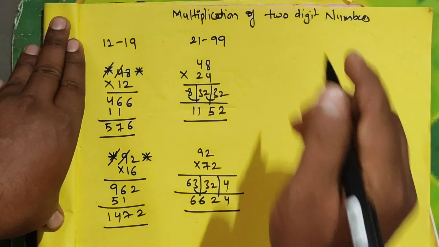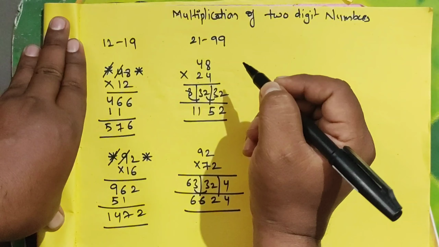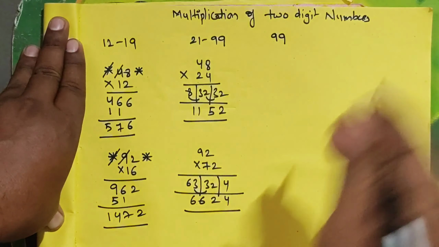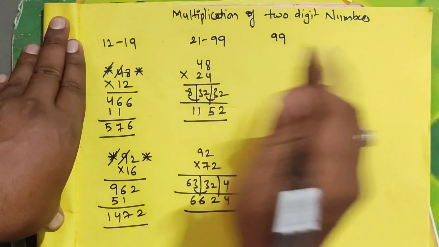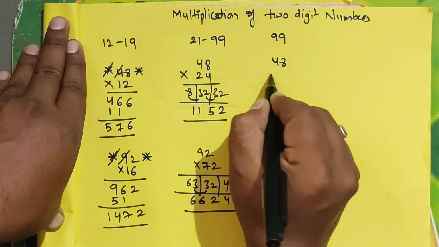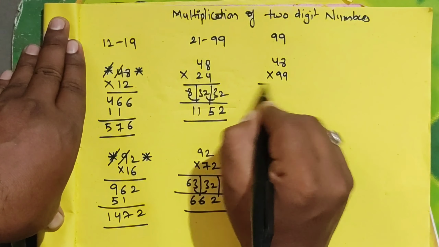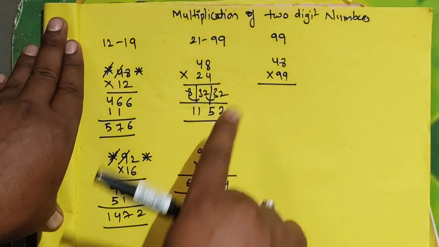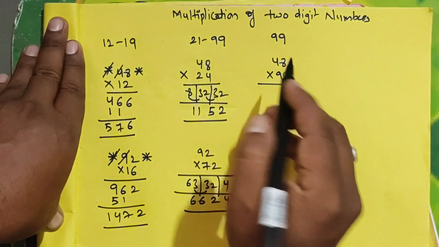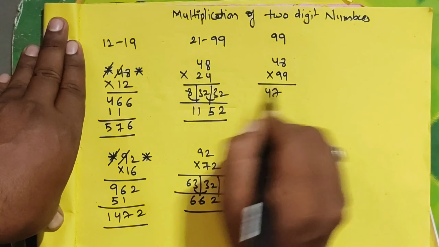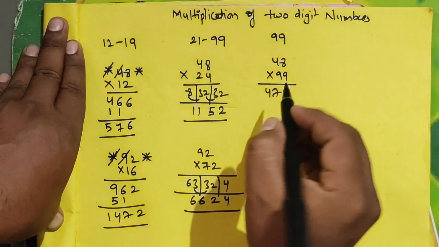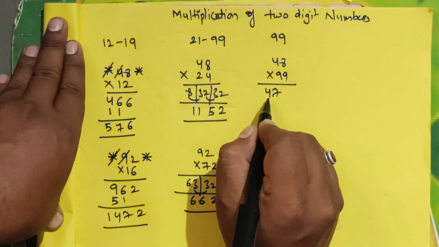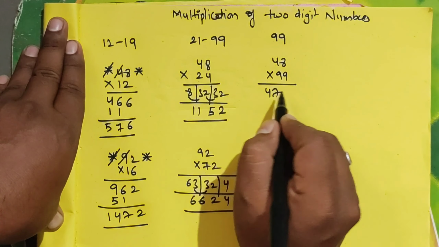In the same way, I have already told how to multiply by the 9s. If you get the 99s, for example I'm taking the same number, 48 into 99. Multiplication with 99 is very easy. We have to take 1 less, that means 47, and then take how much we have to add to the 4 to get 9, which is 5.